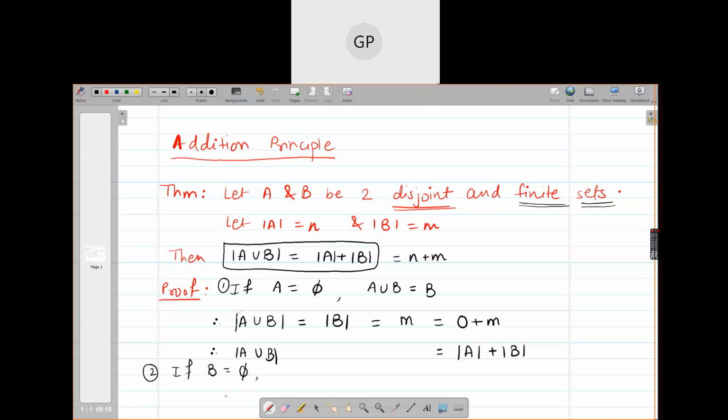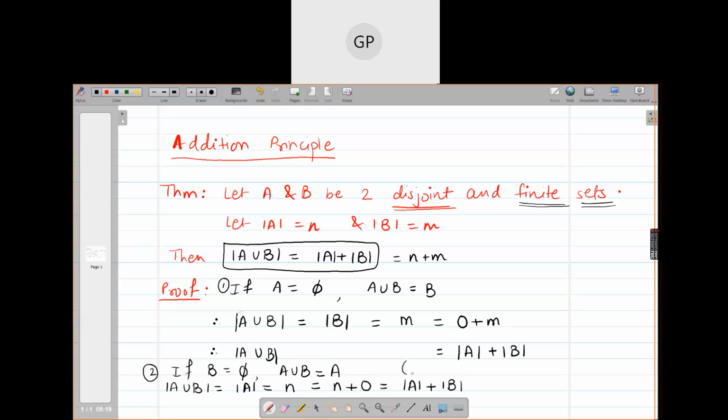If B is equal to phi, that is an empty set, then what will be A union B? It will be A. And the cardinality of A union B will simply become the cardinality of A, which is n, which I can write as n plus 0, which is the cardinality of A plus the cardinality of B.